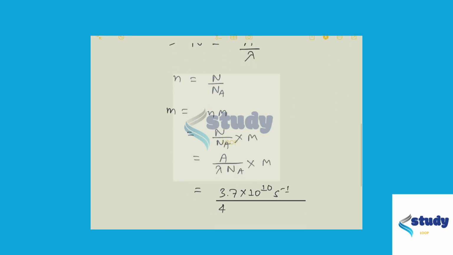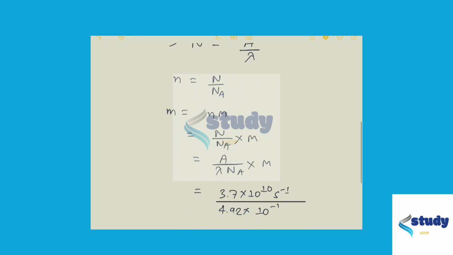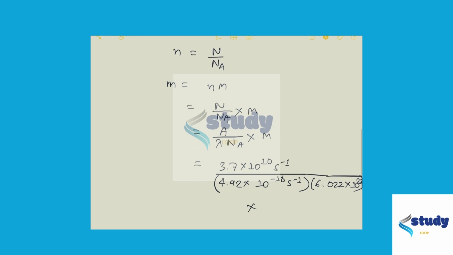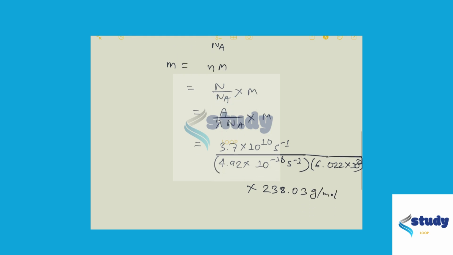Now activity is 3.7 times 10 to the power 10 decays per second, and decay constant is 4.92 times 10 to the power minus 18 per second. Avogadro's constant is 6.022 times 10 to the power 23, times molar mass, which is 238.03 gram per mole. So mass will be 2.97 times 10 to the power 6 grams.